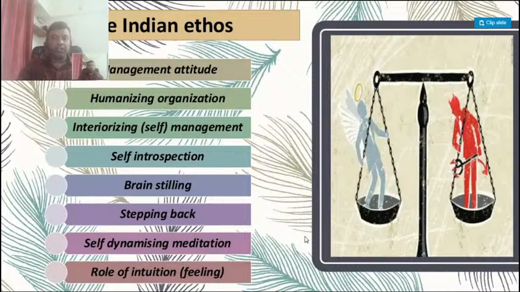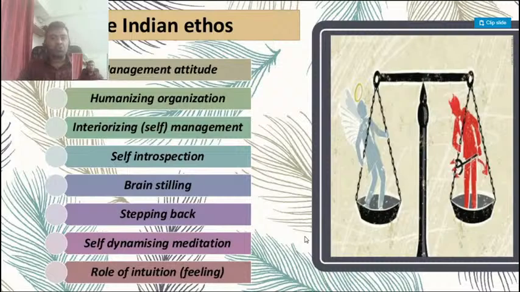Brain stealing. Brain stealing is the Indian counterpart to the Western concept of brainstorming. Brainstorming is when you call a team. Suppose you have a problem. You put the problem in front of your team, and everybody gives a solution and presents their thoughts on that particular problem. Ultimately, you are creating an environment where everybody is using their brain to make some contribution towards solving this problem. So this is brainstorming.